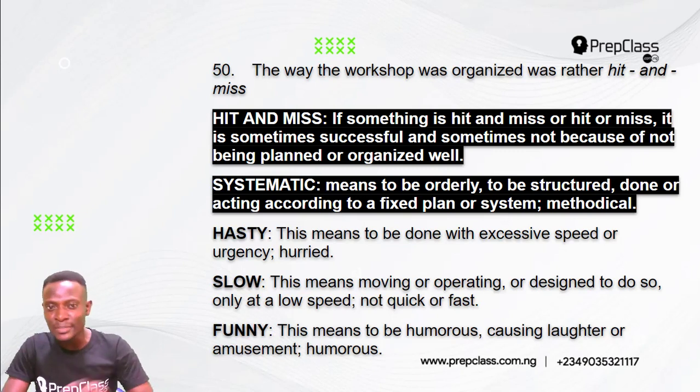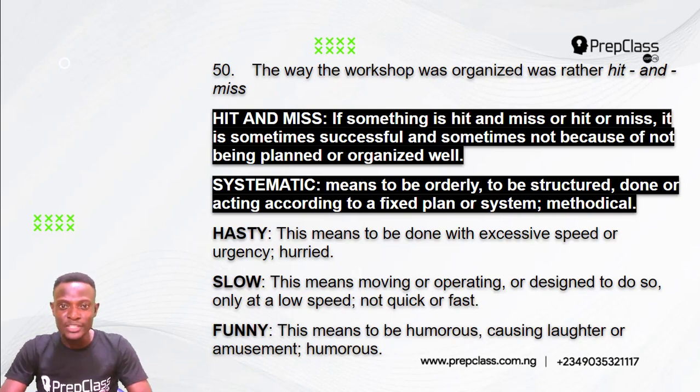So the opposite in meaning to hit and miss is systematic. When something is systematic, it is orderly, to be structured, done or acting according to a fixed plan or system. Not trial and error now, not hit and miss, but done or acting according to a fixed plan or system. If it is hit and miss, it is not done in a systematic way. It is just done with the hope that it is successful. But most times it is not successful because it was not structured.